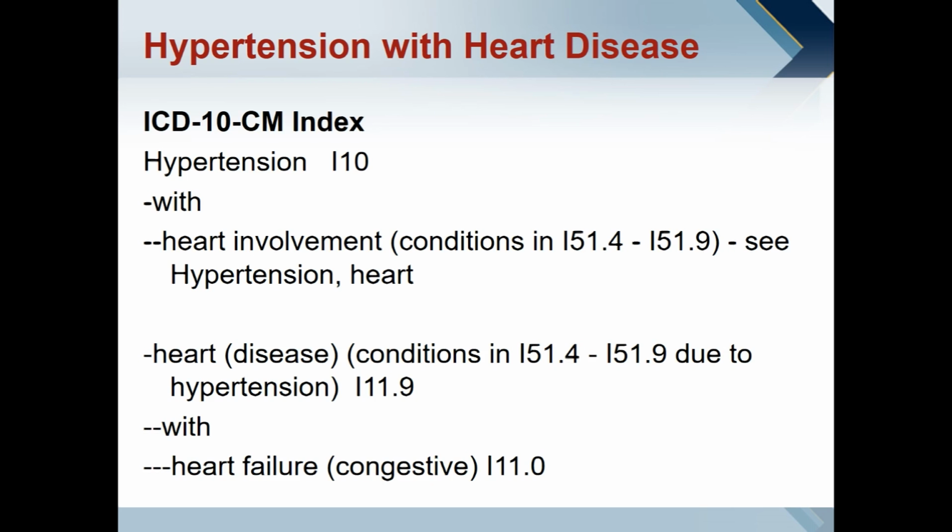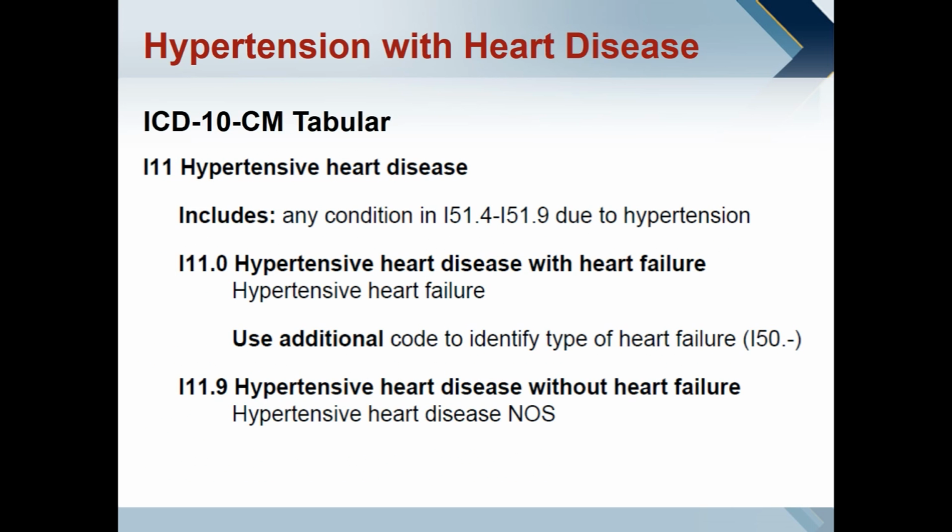Proper coding technique leads the coder from the ICD-10 index to the tabular list, and at the tabular list at code I-11 we see hypertensive heart disease with heart failure, and again the instructional note to use the additional code to identify the type of heart failure. So what's important here is the inclusion note, which says any condition in I-51.4 through I-51.9 due to hypertension. And you'll notice that they use the phrase due rather than the word with, but that's okay, and we'll explain why in a moment.